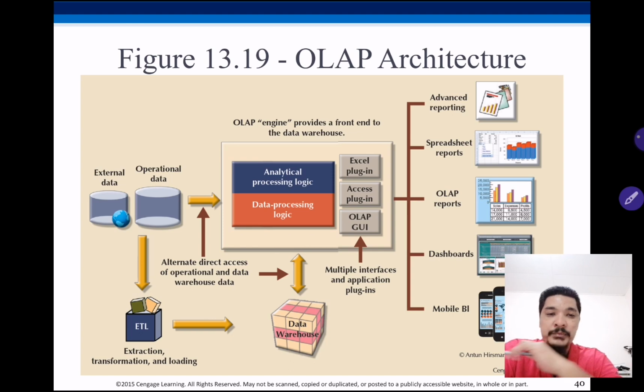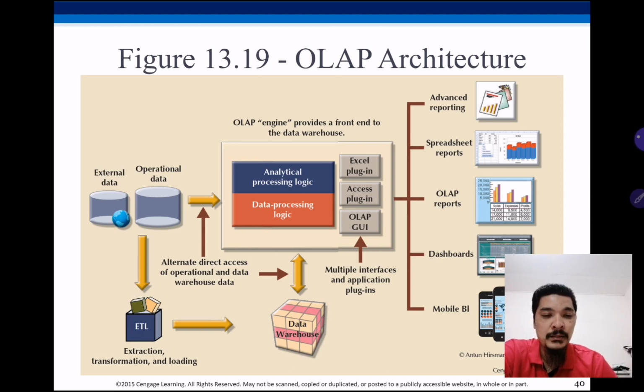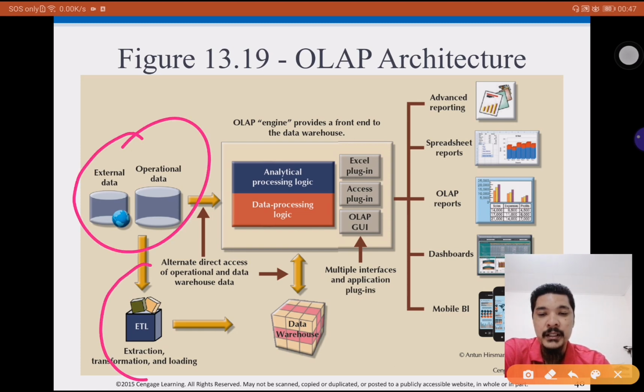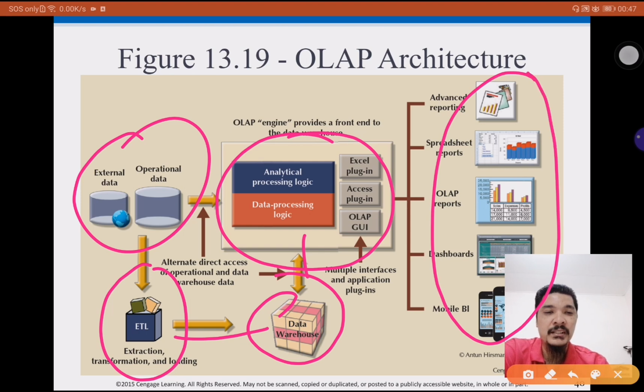Okay, this is the OLAP architecture. Still the same as the previous one, okay? Talk about this in a very simple way. Of course, number one, we have data. We need to extract and store the data in the data warehouse, use all the analytical tools here, and at the end of the day, present the data here.